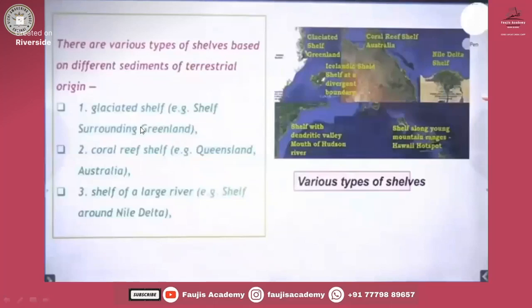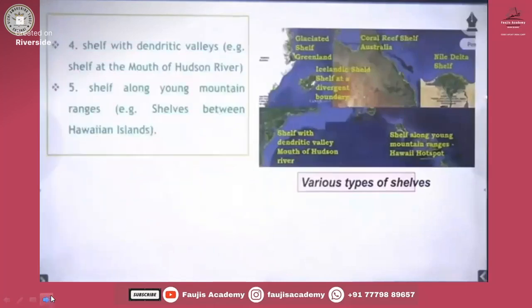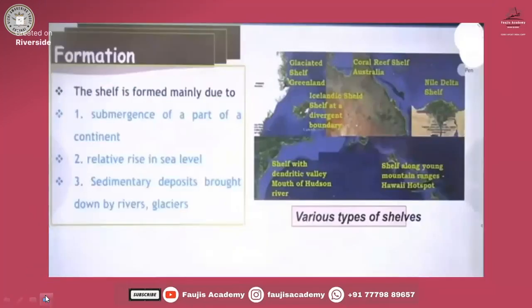So there are various types of shelves, and all those names are given here. Glaciated shelf we have in Greenland. Then coral reef shelf we have, that is Queensland. Then shelf of large rivers due to deposition, like the Nile Delta. Then with dendritic valleys, in the Hudson River you can see the dendritic, that is the tree branch type, shelf at the mouth of the Hudson River. Then with young mountain ranges, we have the Hawaiian Islands, where we have the continental shelf area.